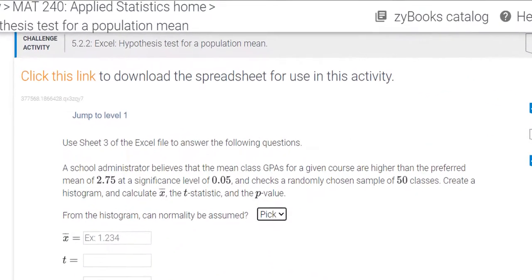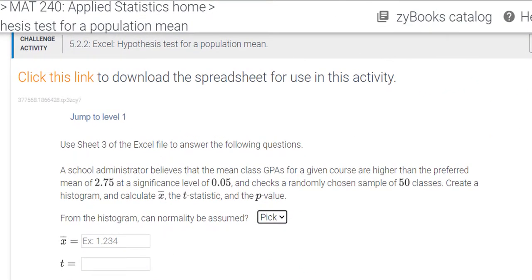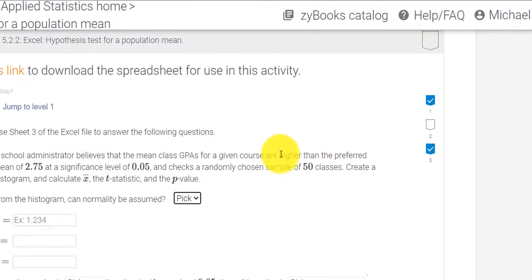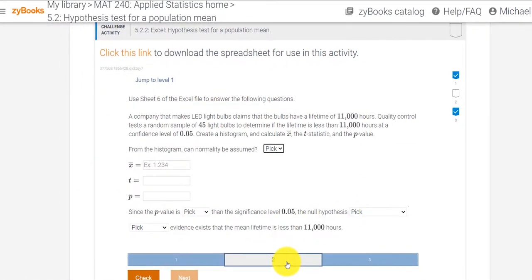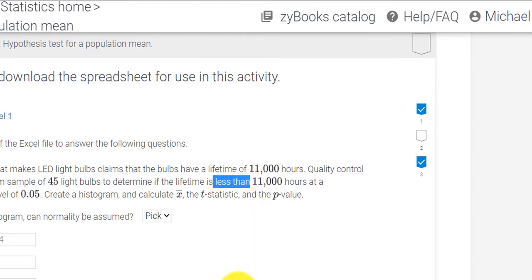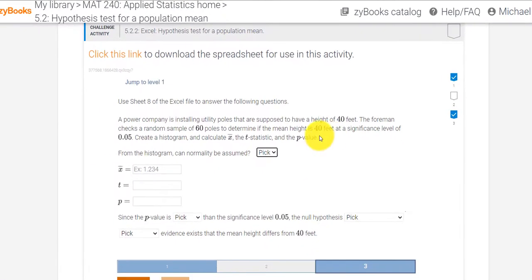Hello, class. The purpose of this video is to look at challenge activity 5.2.2. I believe we did part 1 where we had GPAs and we wanted to see if they were higher than or greater than. So that was a right-tailed test. I did not do problem 2, but this would be a left-tailed test because I see the word less than. And then I do want to show you part 3 where we have a two-tailed test.